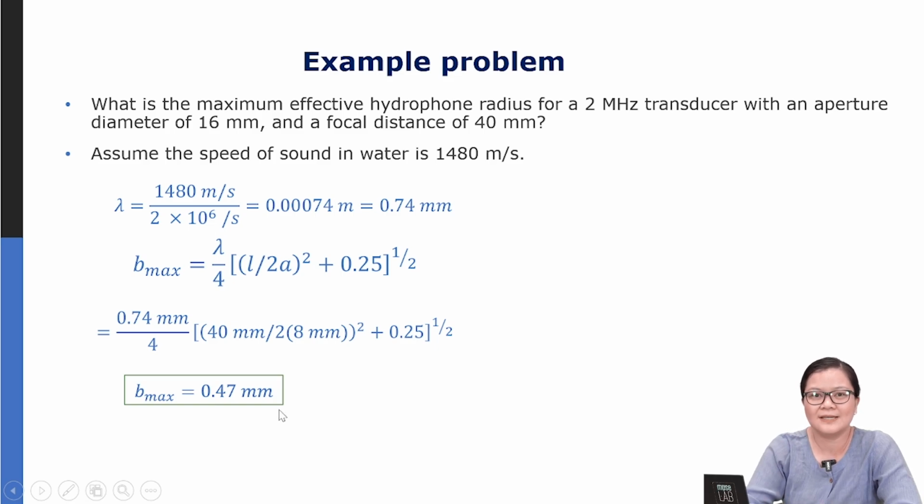So what this means is that this is the maximum radius of the hydrophone that you can use to avoid spatial aberrating or even disturbing the ultrasound field. This means that you would need to use a hydrophone that is below this value right here. So typically a hydrophone of 0.2 millimeters or 0.1 millimeters can be used for characterizing the beam of this 2 megahertz transducer.